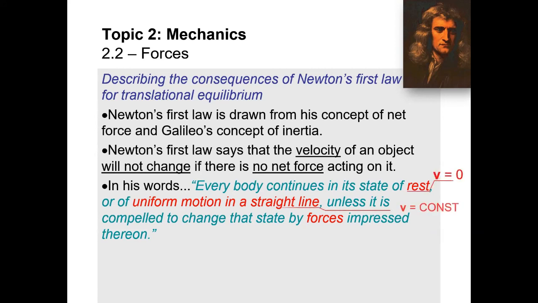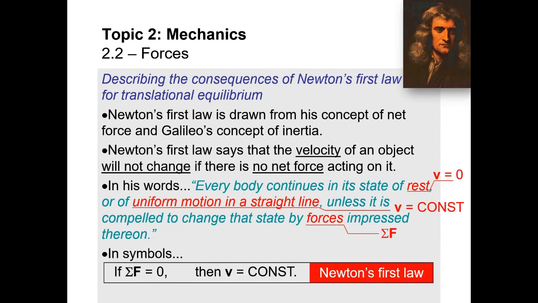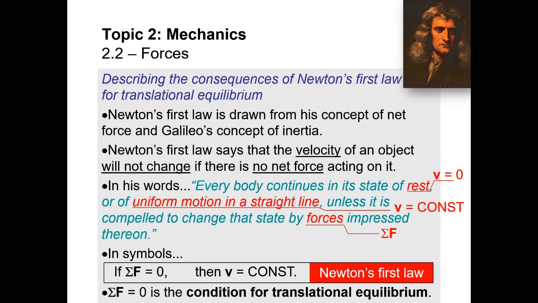An object stays at rest or moving with constant speed unless acted upon by an external force. In symbols, if the resultant force equals 0, then velocity is 0 or constant. Resultant force equal to 0 is a condition for translational equilibrium.